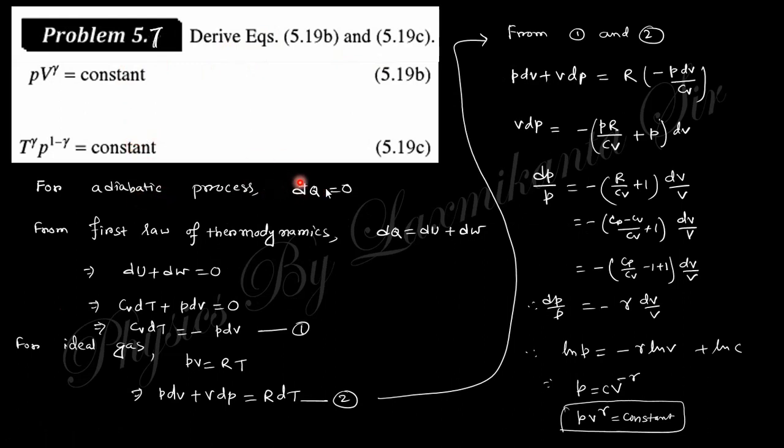For an adiabatic process, you know dQ equals 0. So from the first law of thermodynamics, we get this equation. And for an ideal gas, PV equals RT. So taking the derivative, P dV plus V dP equals R dT. If you compare these two, put this dT equals minus P dV by Cv in equation number 2, we get this equation, and rearranging dP and dV, we get this expression. If you integrate this, ln P equals minus gamma ln V plus ln C. Taking the antilog, we get P V^gamma equal to constant, this equation.